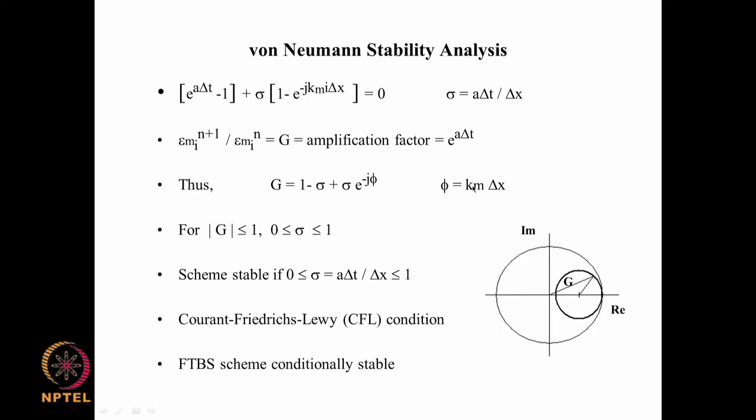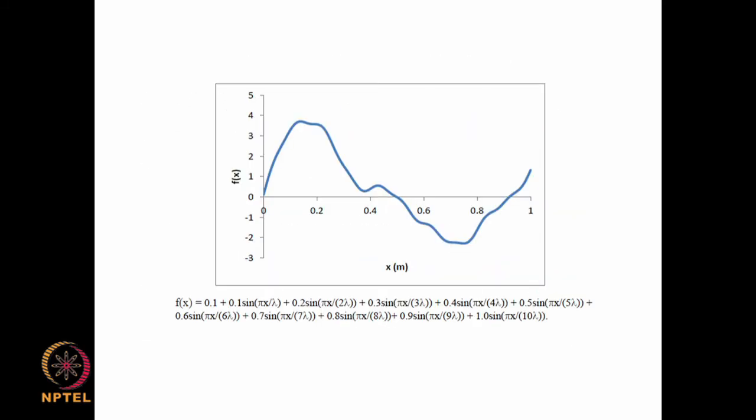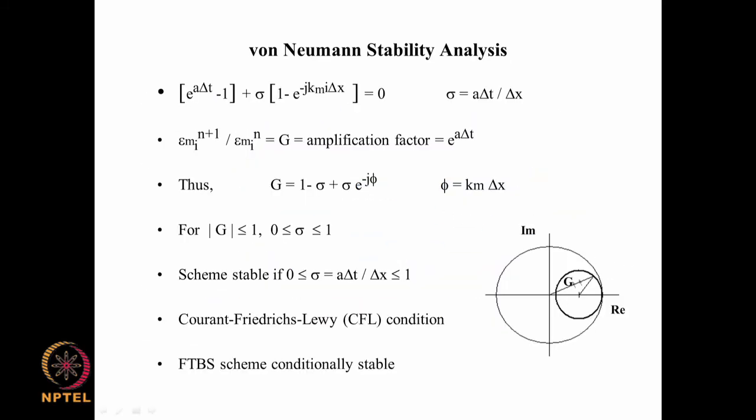Depending on the value of km, as we have seen in the decomposition, for different wave numbers km can go from 0, 1, 2, 3 up to capital M. So, each of them will correspond to an angle here, in this imaginary versus real plot of the amplification factor. In general, this amplification factor can be imaginary. So, when you put it in this particular form, you will get a variation like this.